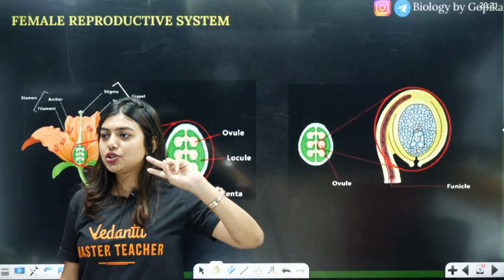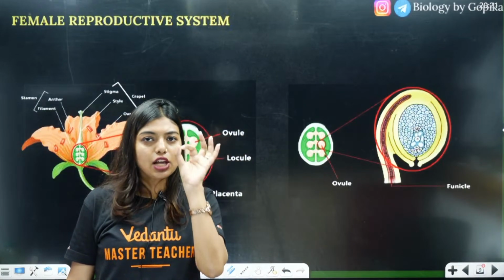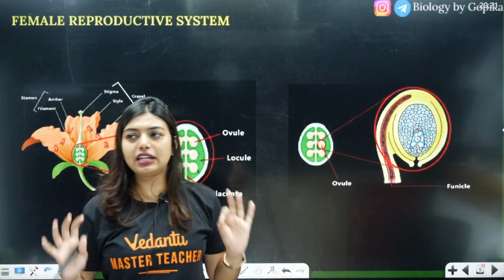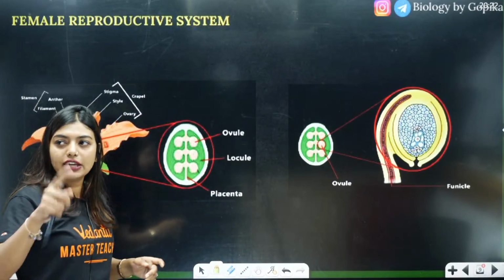In 60% of angiosperms, it will be 2-cell stage. In the rest of it, it will be 3-cell stage. That means two male gametes will be there in one, and one male gamete will be there in the other. Yes, very good. Syngamy plus triple fusion is your double fertilization. Very good. We'll come into that.